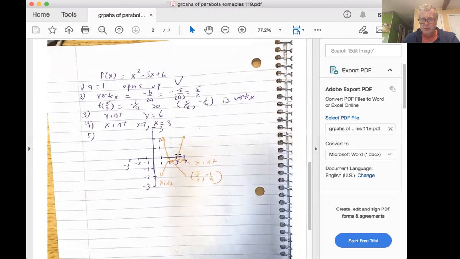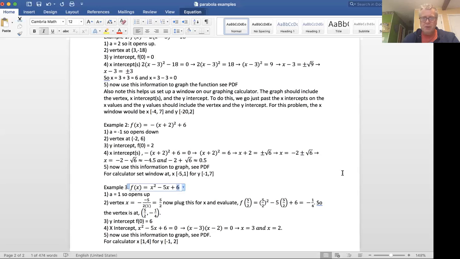So we plot the 2 and 3 as the x-intercepts. The 5/2, which is about 2.5, minus 1/4. And then we connect. And that's it. Now let's go back to the handout one last time, because there's something else I want to talk about on that. You can also put the function into y2 or y1 on your calculator.